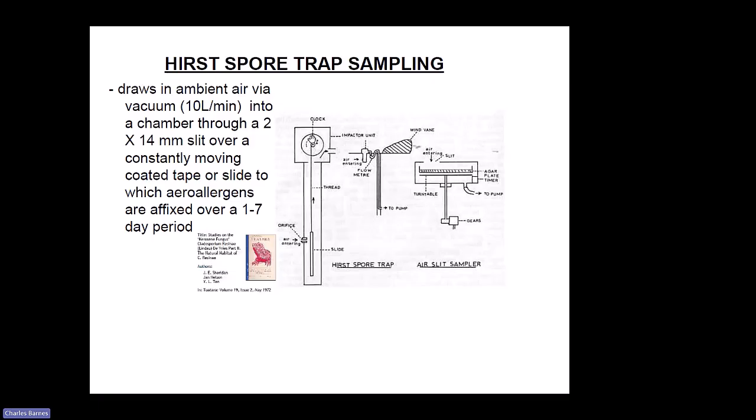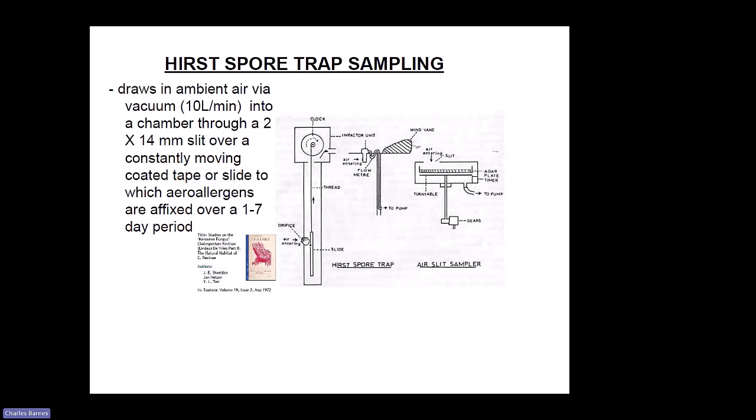There's some sort of clock mechanism that pulls a coated slide in front of the slit over time, and so you get impaction of pollen and spores, which are a little heavier than the air. They come flying through this hole at a terminal velocity and impact right on the slide, whereas everything lighter goes around. Now, of course, the efficiency of this is going to vary depending upon the size of the particles.